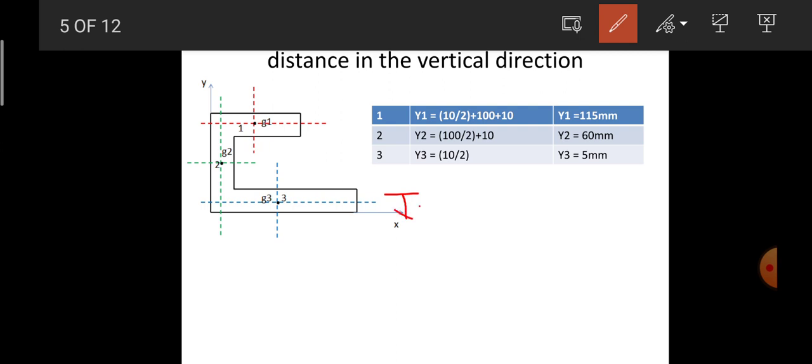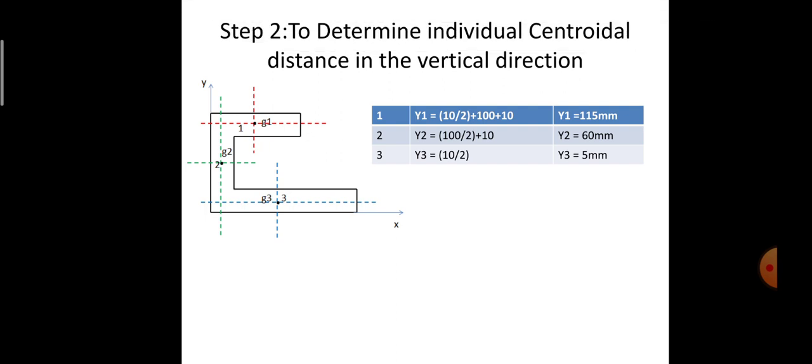So last one is the depth of the third rectangle from this portion. So it is the overall depth, as we know that it is equal to 10 mm. So half of that will be equal to 5 mm. So therefore this is all about calculation of y1, y2 and y3 with reference to the individual centroidal axis.